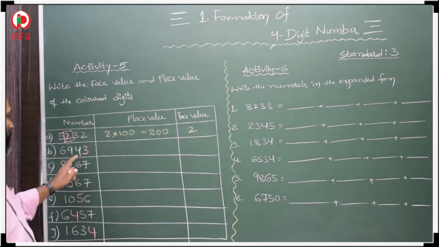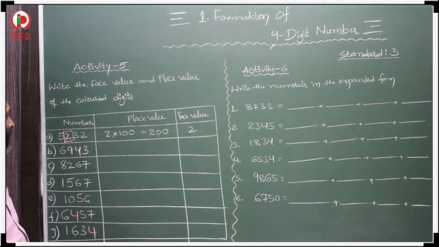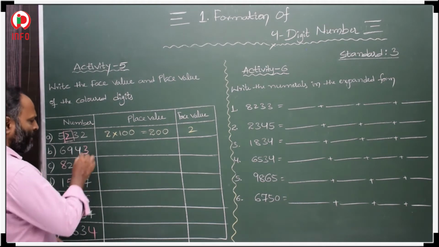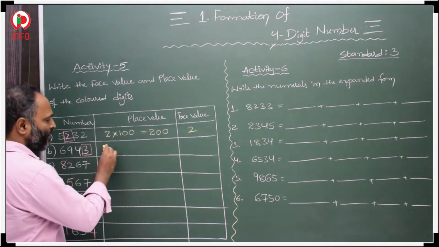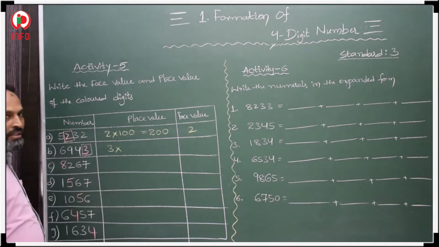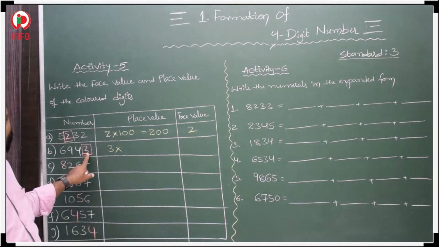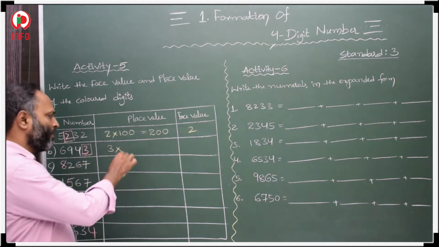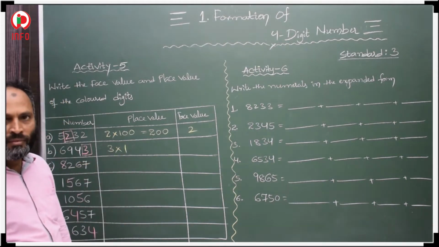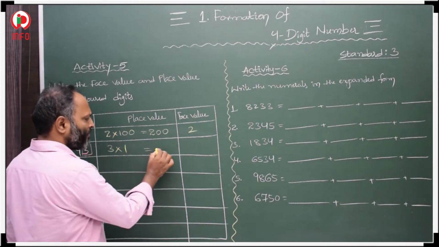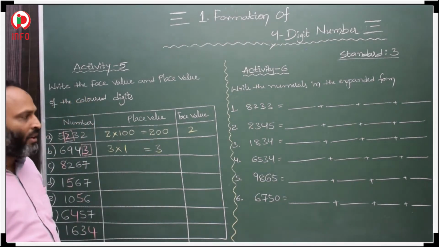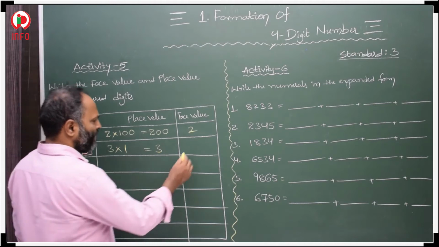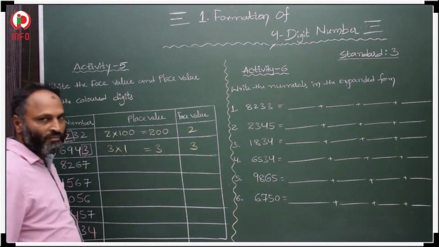Then next, here 3 is the color digit. 3 is in the ones place, so we have to multiply with 1. 3 ones are 3. 3 is the place value. And the face value is the digit only.